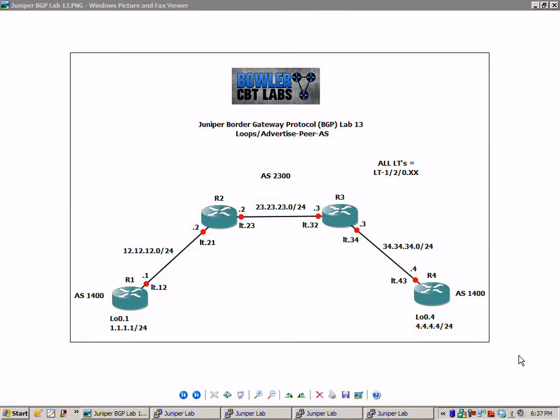Hello, my name is Steve Bowler, and welcome to the Juniper Border Gateway Protocol, BGP, lab number 13. In this lab, we're going to take a closer look at loops and Advertise-Peer-AS.